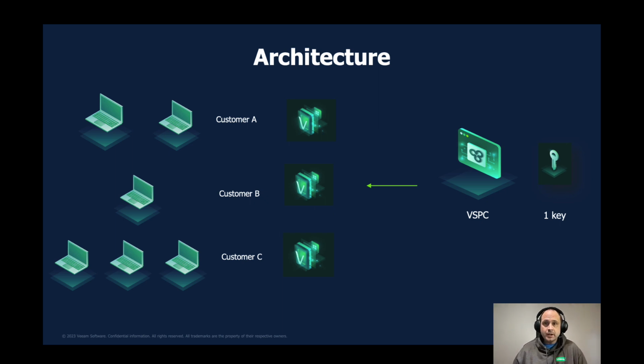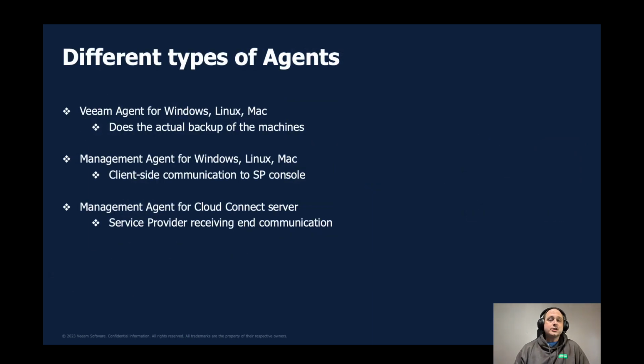Now there's a few different kinds of agents, and so we need to get our terms right. So the first agent is the actual backup agent. So the Service Provider console supports Windows, Linux, and Mac, workstation, server, and the agent is the actual backup agent. The second agent is the management agent for Windows, Linux, and Mac. And this is the client-side agent that's going to communicate with the Service Provider console through Cloud Connect. Now, there will be one of these agents on every machine that you're backing up with the standalone agents.